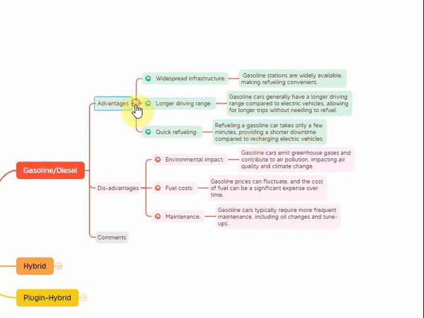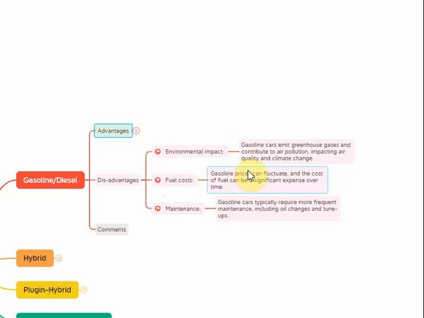The disadvantages include the environmental impact. This is why battery electric vehicles are getting more and more popular these days. It emits greenhouse gases and contributes to air pollution, impacting the quality of air. Although it doesn't seem like your immediate problem or the problem of your region, this is a problem that you'll have to deal with in the future. So it's better that you start considering this from now on in your planning.